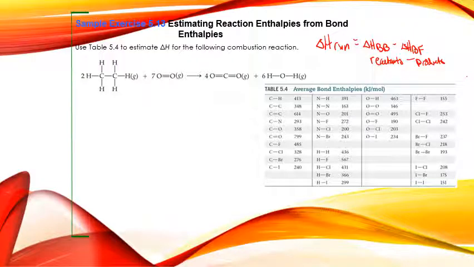So in this case, all I need to do is set up a little data table. I have my delta H for my bonds that are broken. From this compound, if you notice, I have 1, 2, 3, 4, 5, 6, but I have 2 molecules, so I have 12 CH bonds. If I look at my data table, first one on the list, conveniently, 413. So I have 12 times 413.